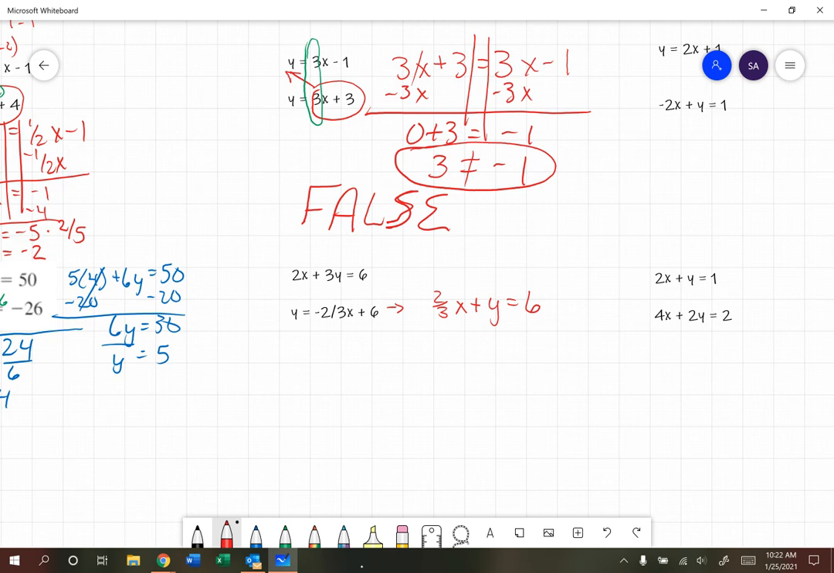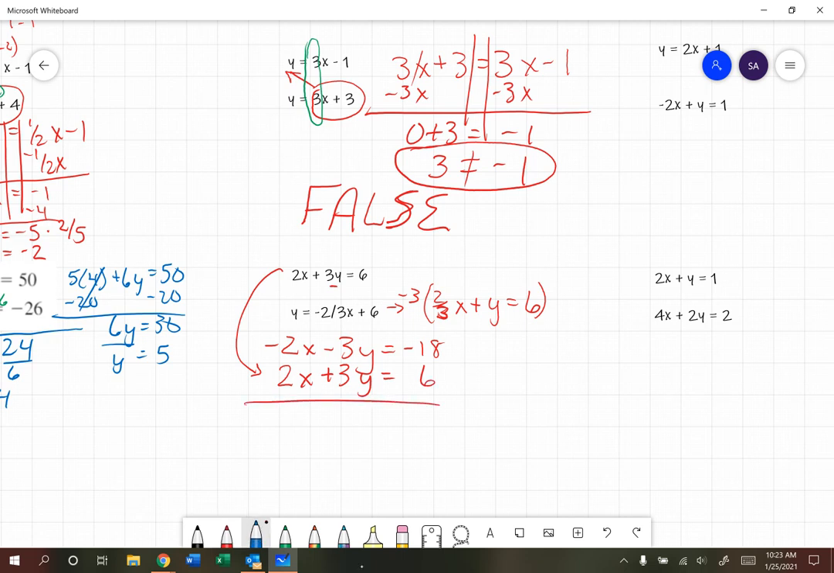But I have to multiply this by negative 3 so that I both have it in standard form, so it is an integer, not a fraction. And I want to multiply it by a negative so that I have something that I can eliminate. So I end up with negative 2x minus 3y equals negative 18. When I multiply that out, and then I'm just going to slide this down here, 2x plus 3y equals 6. And then I'm ready to eliminate.